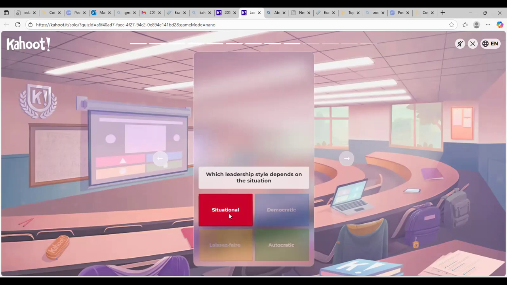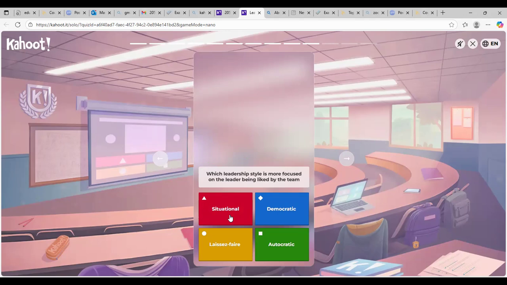So it just depends on what's going on. The situation is what type of leadership style is situational. They named that one right, spot on. They didn't try to give us a different word. Situational, it depends on the situation.